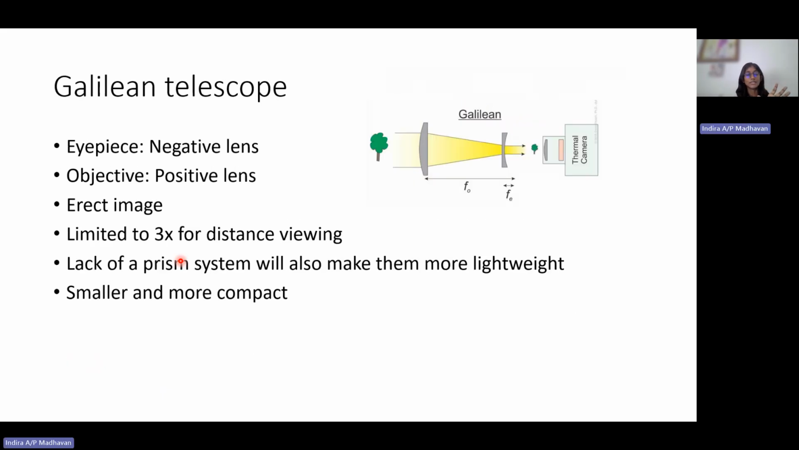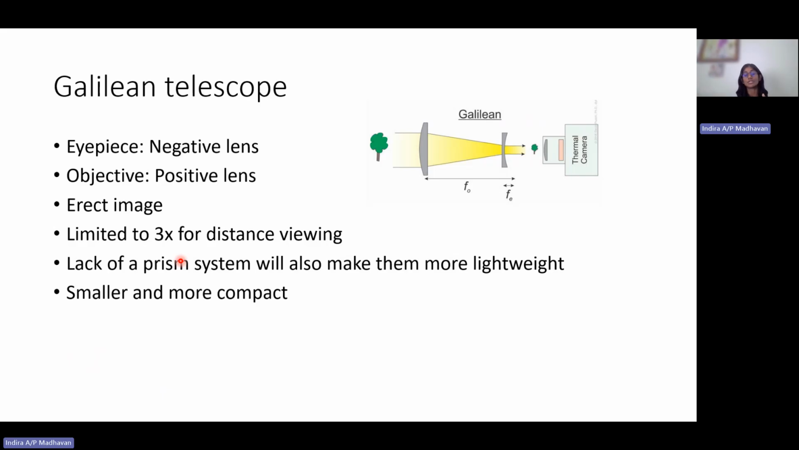So the Galilean telescope is made of two lenses also. One is the eyepiece, another one is the objective. The eyepiece is the negative lens, while the objective lens is a positive lens. So it produces an erect image. So there is no need of having a prism to re-erect the image.